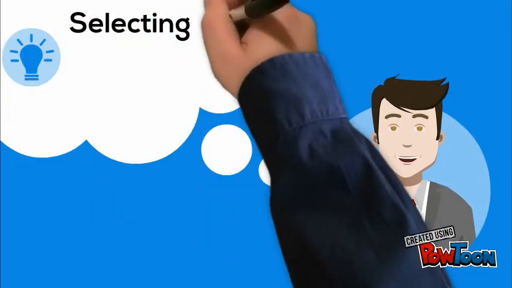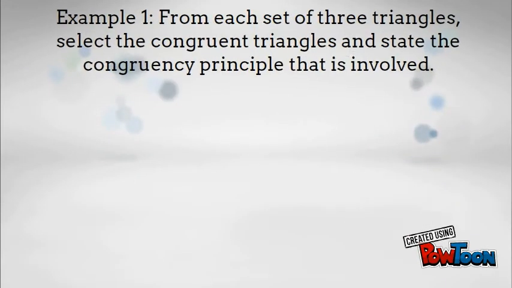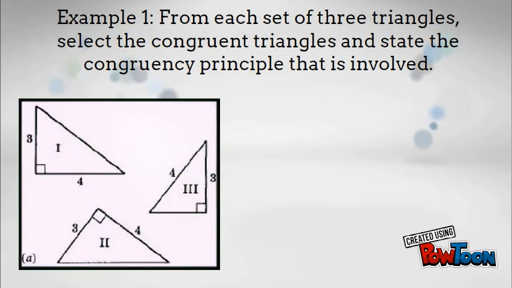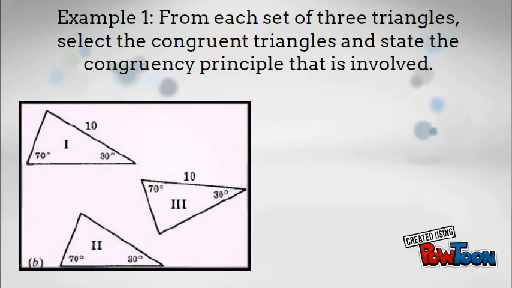Selecting congruent triangles. Example 1. From each set of two triangles, select the congruent triangles and state the congruency principle that is involved.